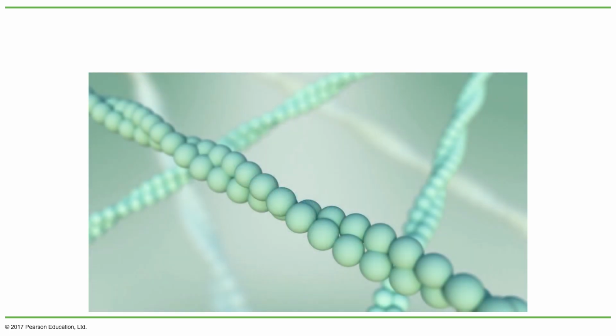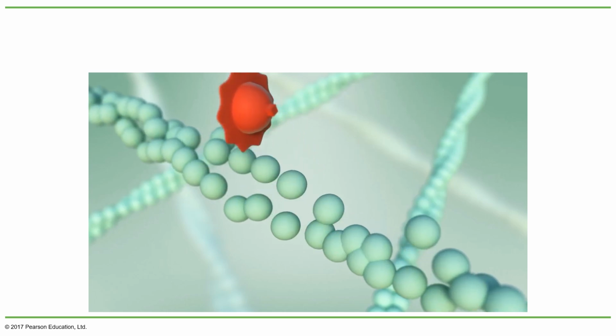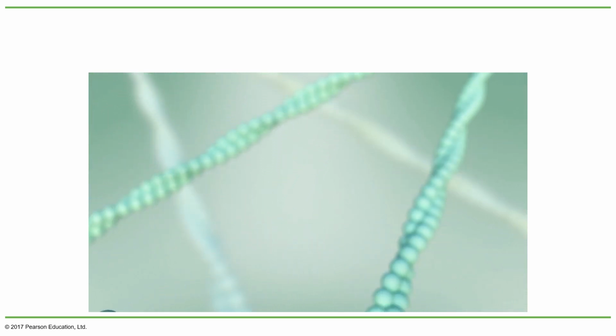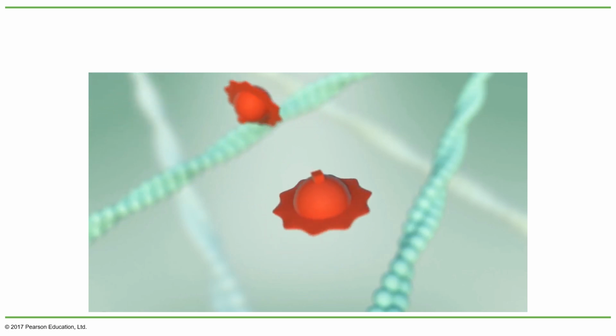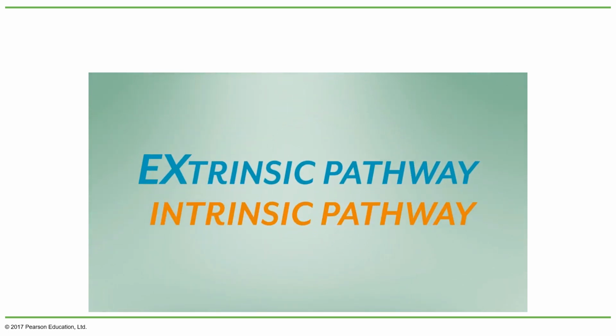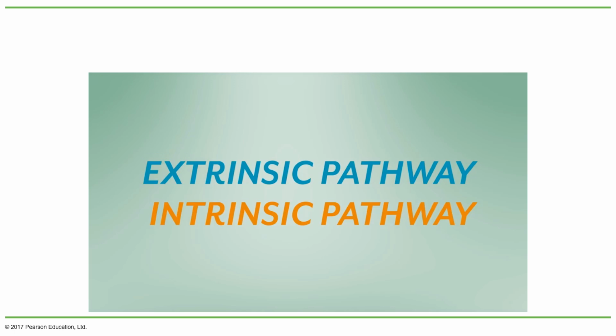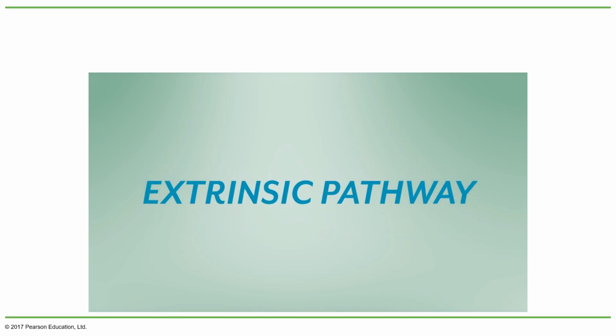In apoptosis, the cell is broken down from within by proteins called caspases. For apoptosis to occur, these caspases first need to be activated. Caspase activation can happen via two distinct pathways, called the extrinsic and intrinsic pathways. The first pathway is referred to as the extrinsic pathway because the initial signal comes from outside the cell.